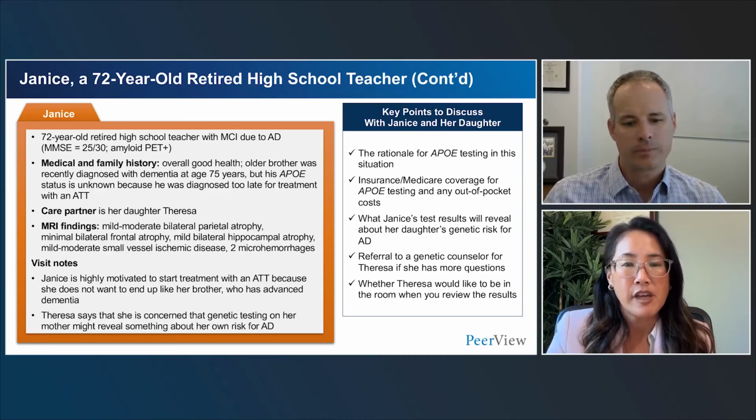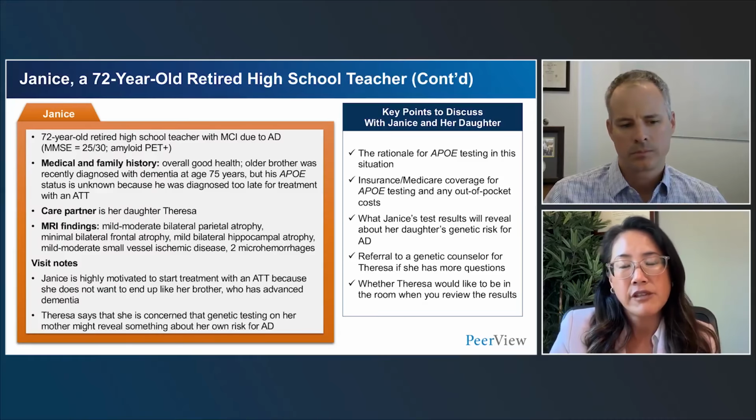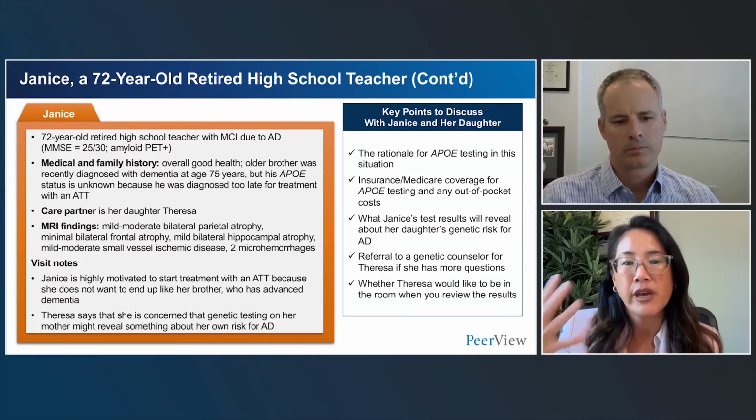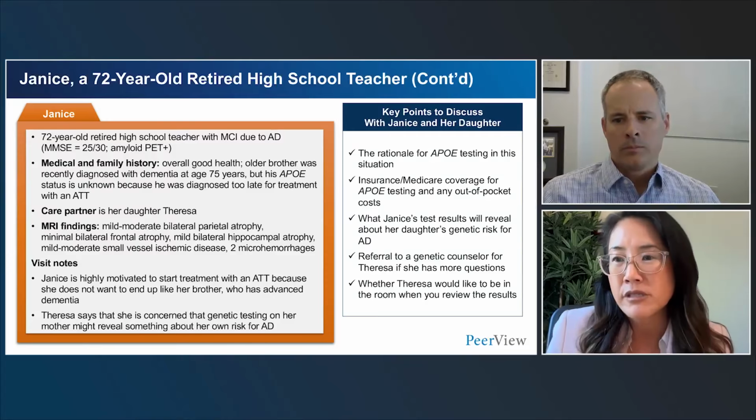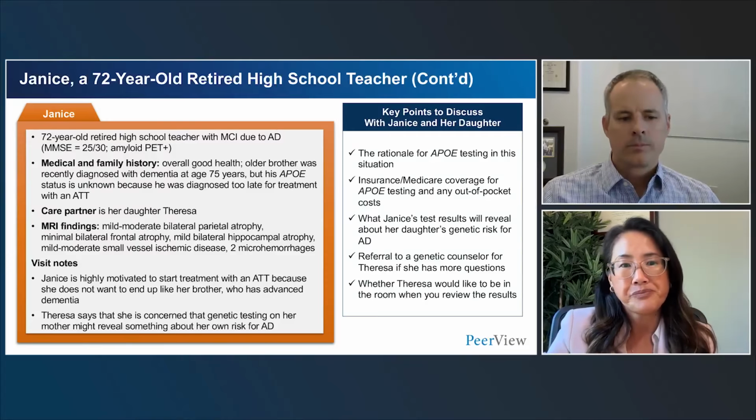Exactly. I think if she does want to be the care partner, we would want to include her in the discussion about ARIA and the specifics that we know about her. And then I guess the other point is to remind her, especially with the counseling, reminding Teresa that the APOE genotyping is not conferring a diagnosis. It's really about risk.